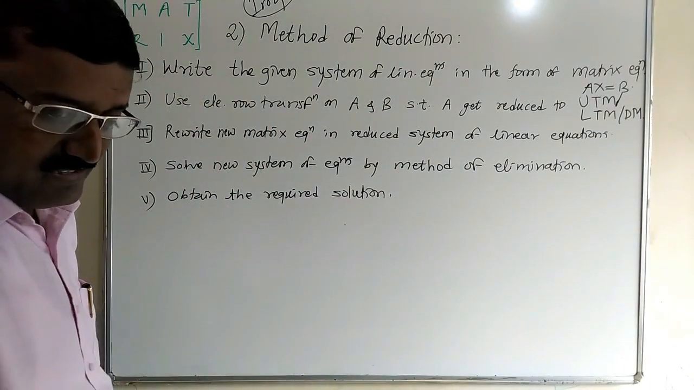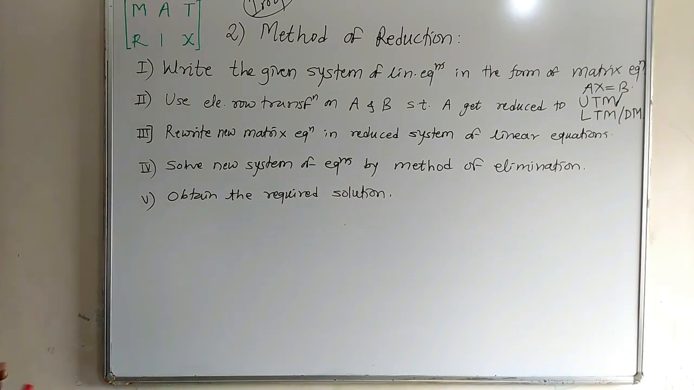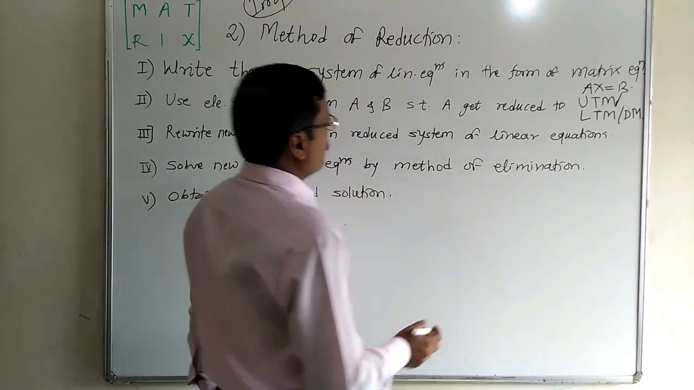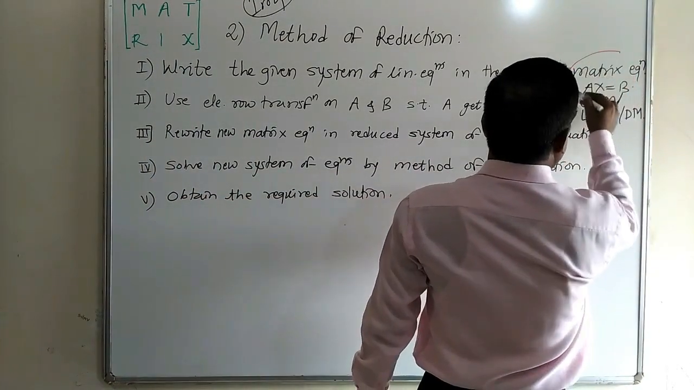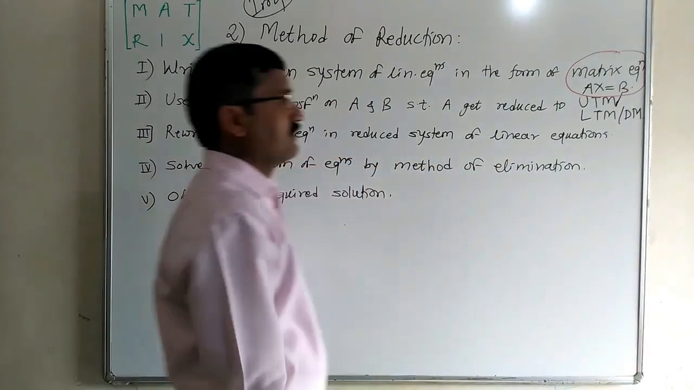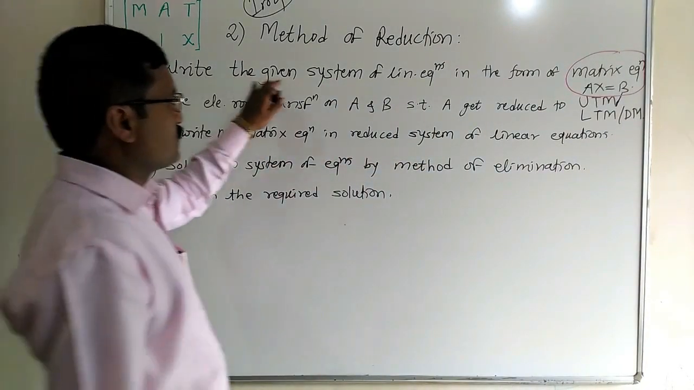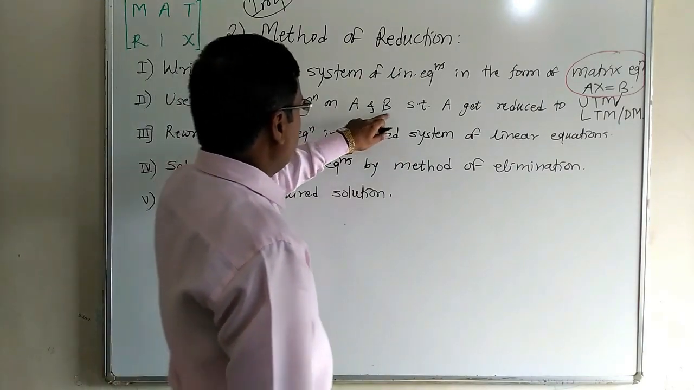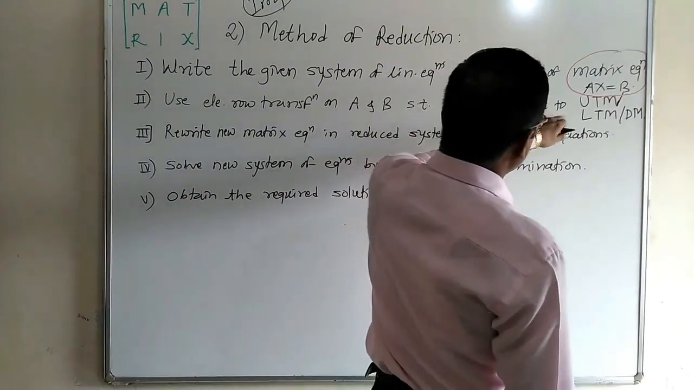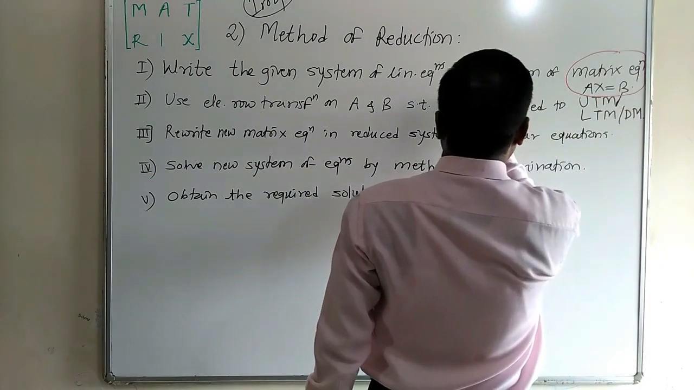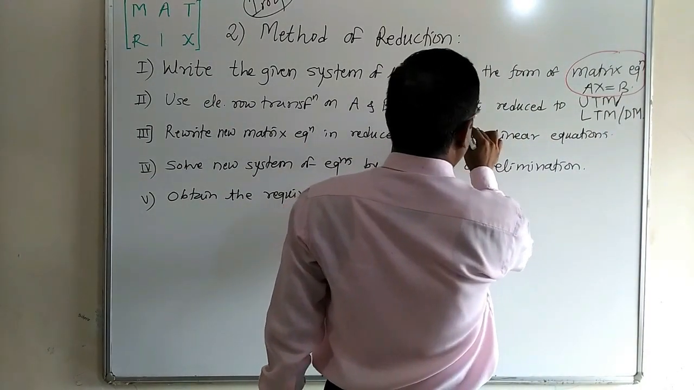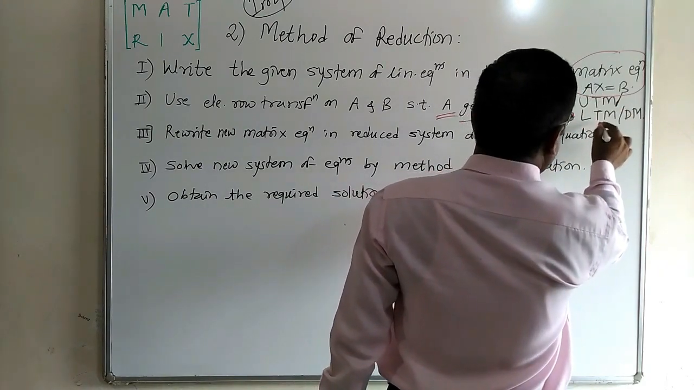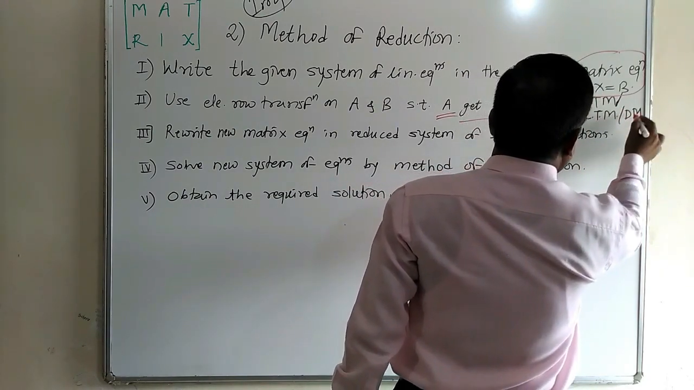So once again, see here in this method of reduction, what is the first step? We will write the given system of linear equations in the form of matrix equation. So that is important to remember. First, convert the system of equations to matrix equation. In second step, use the elementary transformations on A and B simultaneously so that A gets reduced to upper triangular matrix, or lower triangular matrix or diagonal matrix.